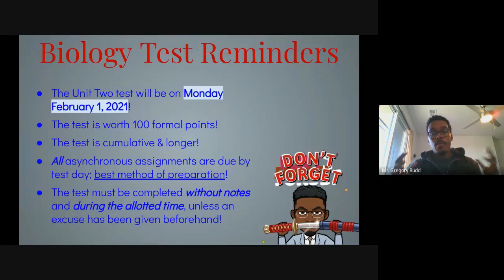The best method of preparation for Unit 2 exam on Monday is to complete all of your asynchronous assignments. We aren't adding any more asynchronous assignments. There is not one for today. If you looked at Canvas, you should have noticed that. There is not one for Monday. So what you have now is what you need to have done by Monday at 11:59 p.m. But hopefully you get it done over the weekend, because the best preparation for the test is truly those asynchronous assignments, including your warm-ups and exit tickets as well, which has some good test questions incorporated in them.